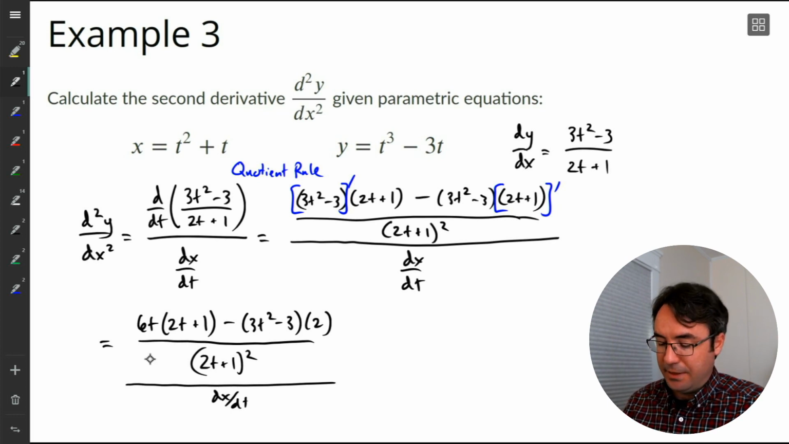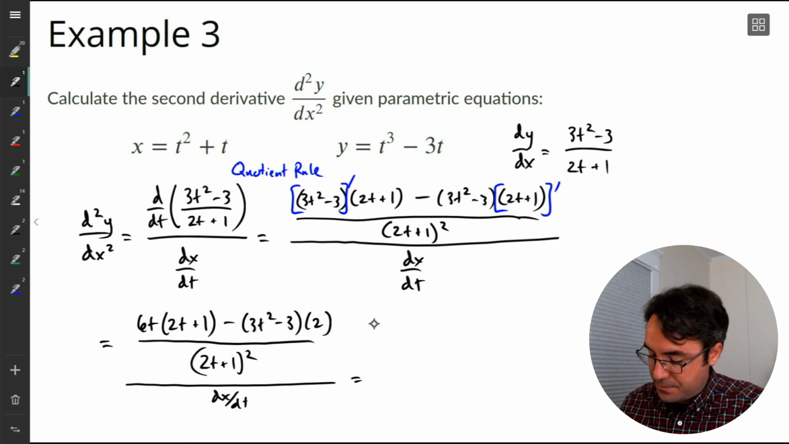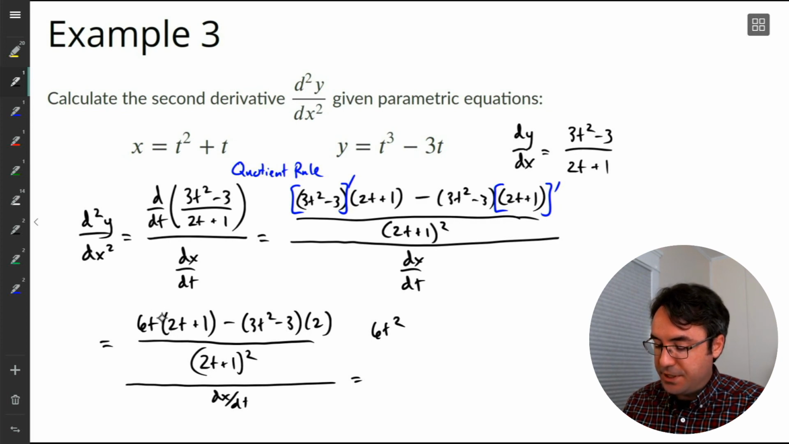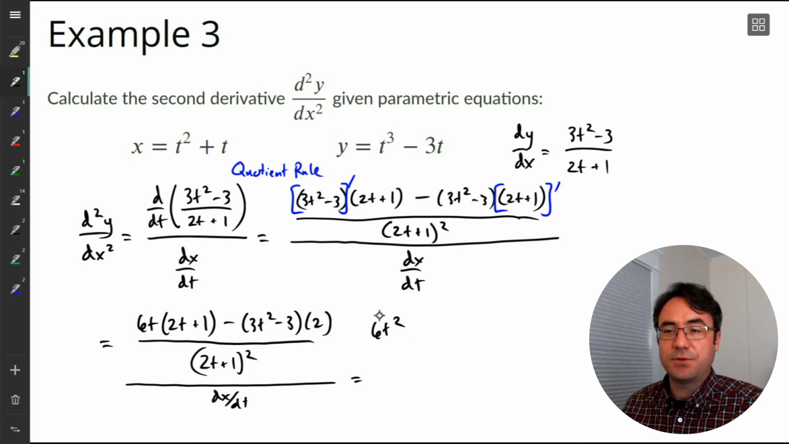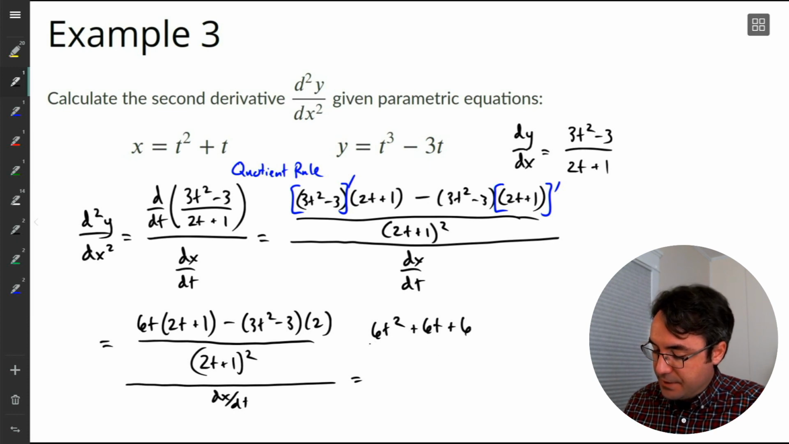So it's a lot going on here with the top piece, the numerator. Multiply things out, so we're going to have a 6t times 2t, that's 12t squared. And then we're going to have a minus 6t squared. So 12t squared minus 6t squared will give us 6t squared. Then we have a 6t times 1, and no corresponding term over here, so we'll end up with a 6t. And then we have a double negative, so that'll become a positive 3 times 2, 6. And then this is all over 2t plus 1 squared.